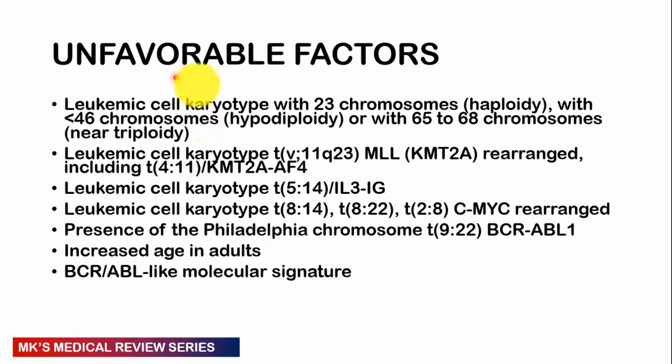Then, of course, unfavorable prognostic factors, if someone has a karyotype of 23 chromosomes, which you call haploidy, or less than 46 chromosomes, which is known as hypodiploidy, or between 65 to 68, that is known as near triploidy. Then if they have translocations and rearrangements affecting these genes, then of course some other translocations affecting 5 and 14, 8 and 14, 8 and 22, 2 and 8, 9 and 22, if they're increased age in adults, and of course if they have a BCR-ABL like molecular signature. Of course, this may not be necessarily important for your exams, but it's sometimes good to know as it's the difference between an A plus and an A.